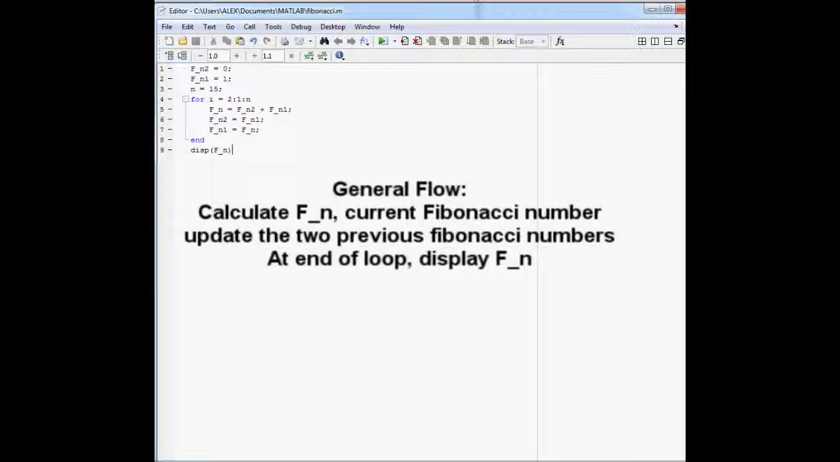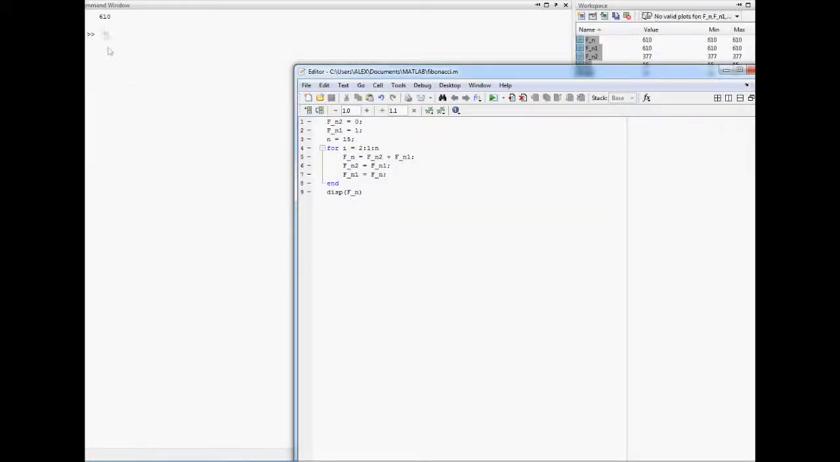Notice that we cannot do this out of order. We need to shift the fn1 variable to fn2 before we shift fn to fn1. If you are curious, try reversing the lines to see what happens. The last lines, end and disp(fn), indicate when to exit the loop and which variable to display, respectively. Since fn represents the Fibonacci sum for i = n, it is of interest to us. Try running the script. Notice that 610, the 15th Fibonacci number, is displayed.